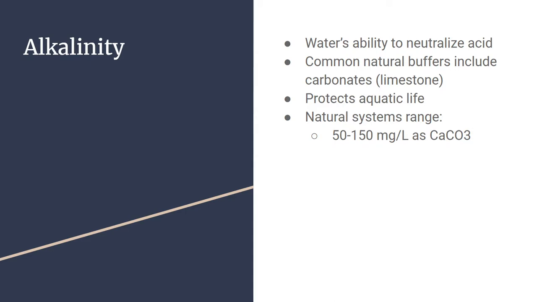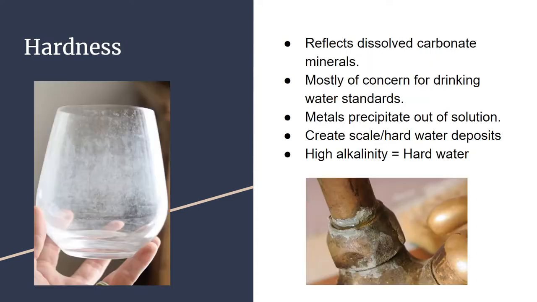Alkalinity, water's ability to neutralize acid. Common natural buffers include carbonates and limestone, which protect aquatic life. Natural systems range between 50 to 150 milligrams per liter as calcium carbonate. Hardness reflects the dissolved carbonate minerals, mostly of concern for drinking water and standards. So again, metals precipitate out of the solution and create scale, hard water deposits.